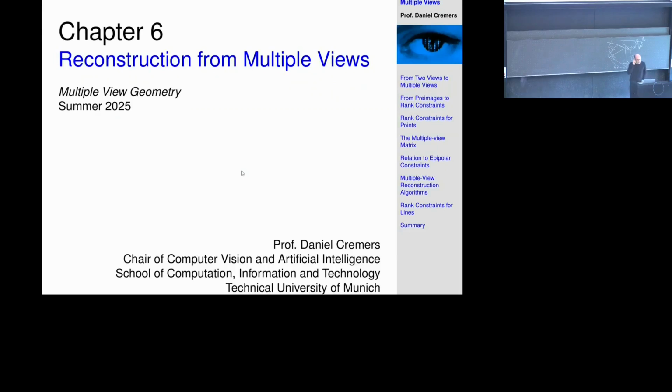We'll now start on part 6 and chapter 6, and this is the reconstruction from multiple views. I've already made the drawing here, so this is where we have x1, x2, and then we have x3 and possibly more cameras where we observe the same point. And I was debating whether I should keep that chapter, but I decided to keep it.